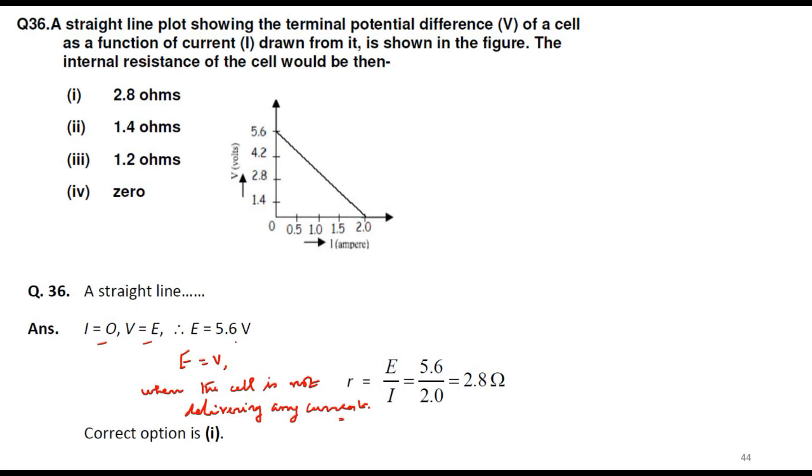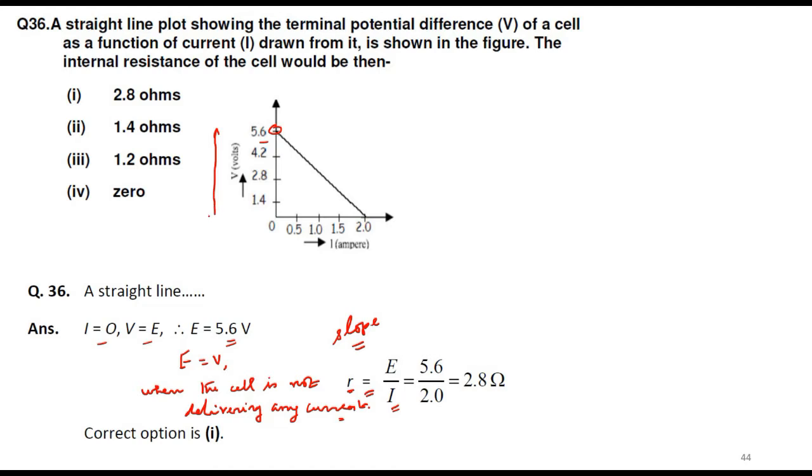And for this part, you are supposed to find the internal resistance. So E is 5.6 volt. You see, when current I is 0, EMF is 5.6 volt. Then for finding internal resistance, E by I, which current do we have to take? What he has done for this step is simply the slope of the line, in fact the magnitude of the slope of the straight line. That only will give you E by I.